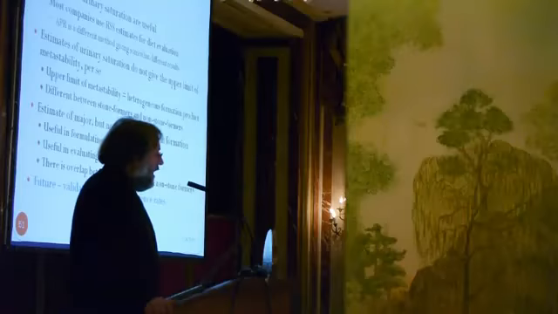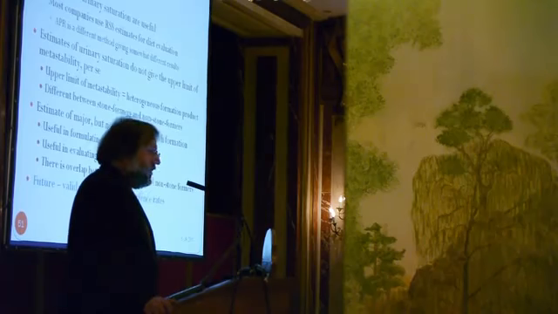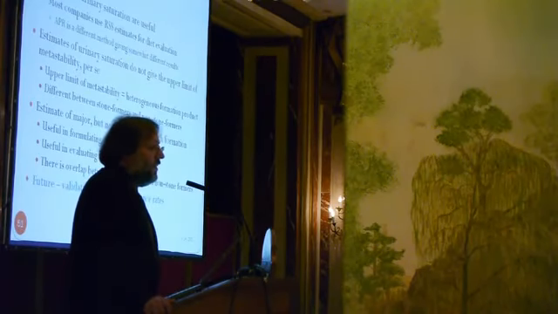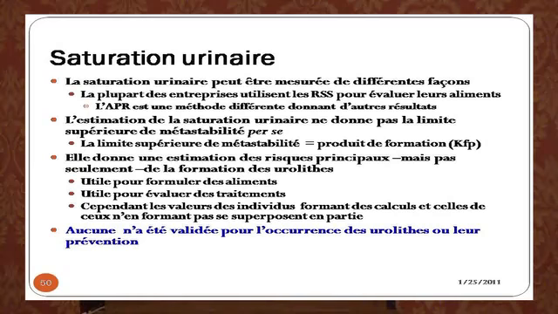So in summary, the estimates of urinary saturation are in fact very useful. Many companies use relative supersaturation, but others also use activity product ratios. They both give measures of urine supersaturation, but they give different results and are performed differently. The estimates of urinary saturation do not actually give the upper limit of metastability, that point of heterogeneous nucleation. That has to be determined by another technique.